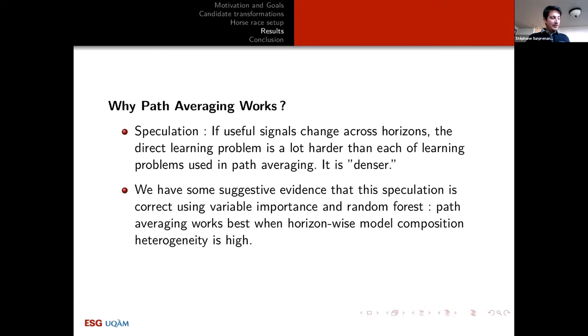Why would it work? Basically, that's my last remark here. We have an idea in the paper. We've got a little toy model where we explain the intuition. Basically, if the best signals that you could use to predict a variable change per horizon, that is, you've got model composition heterogeneity across horizons, that's the time where, if you try to use a direct approach where you predict the entire difference in one step, you actually have a denser, harder problem to learn. And it would be easier and probably works out better if you modeled every change per month separately and added them up.